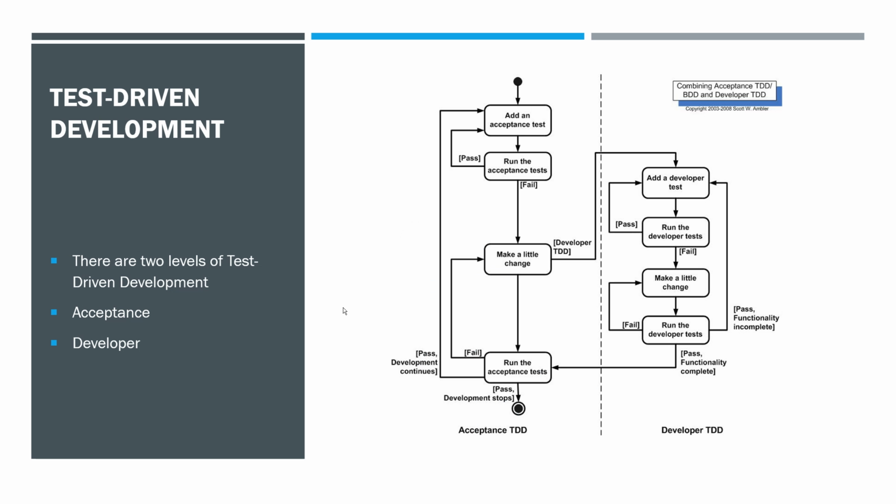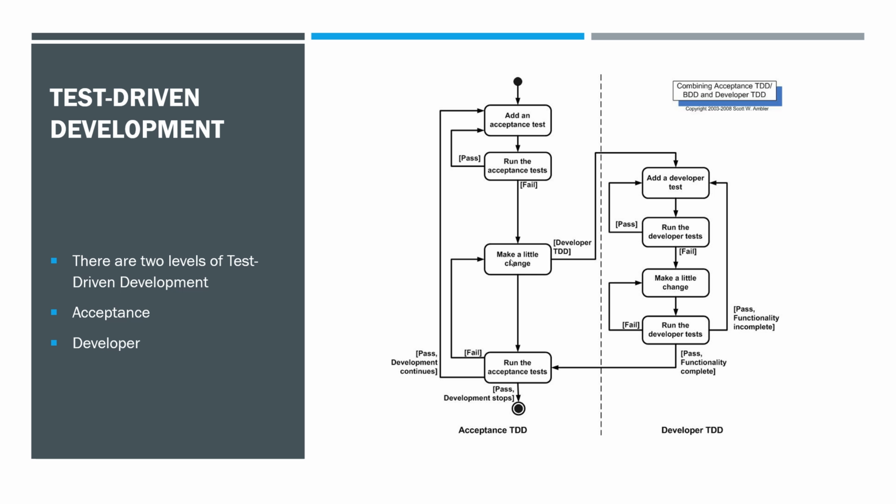Test-driven development. There are two levels to this test-driven development: the acceptance, and then the developer. Now, the acceptance one, this is where you will start, basically adding in an acceptance test. You only have one option when you run that acceptance test. It'll either pass that test and you create another one, or it'll fail. If it passes, we go back and run the acceptance test again. If it fails, we go down and make a little change. Once you make that little change to try and get it to run correctly, you can either run that acceptance test again, or you can go to the developer TDD.